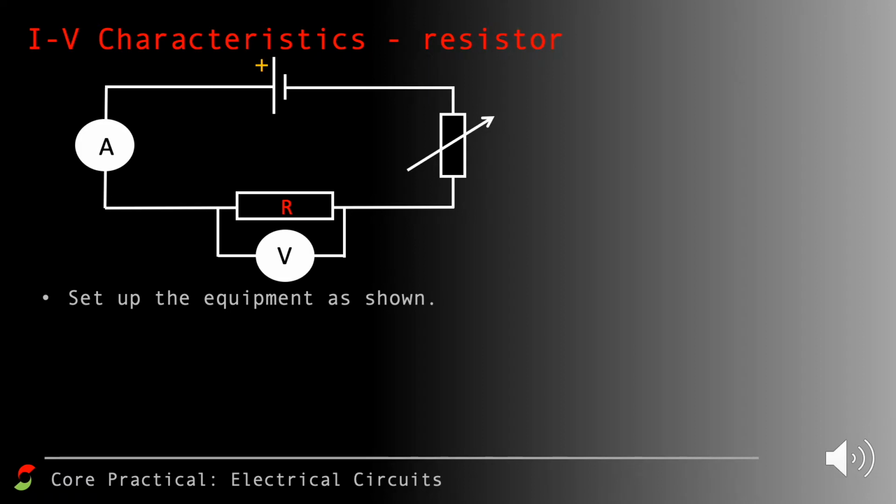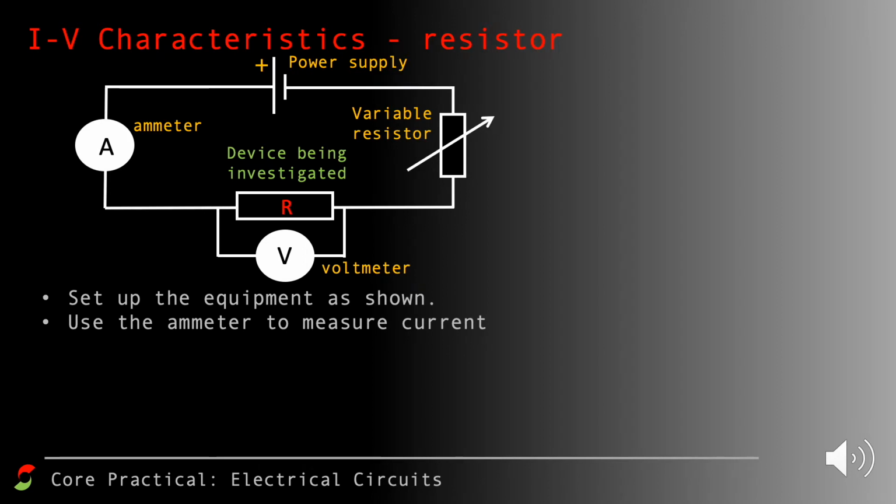So the next part of it is to look at the IV characteristics of a resistor. So here's the equipment, and to go through it, they've got a power supply at the top, probably a few cells or one of the variable power supplies. We've got an ammeter to measure the current, the voltmeter to measure the potential difference, and the variable resistor. And also the device being investigated on this occasion, it's going to be the resistor.